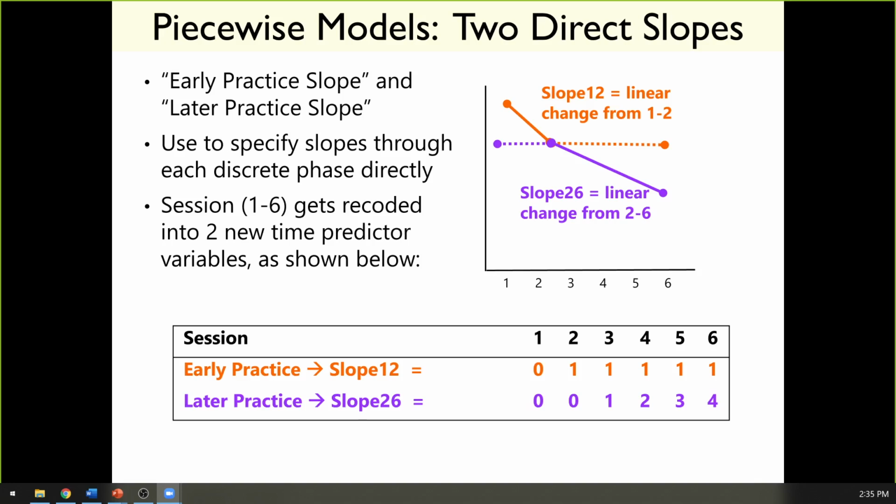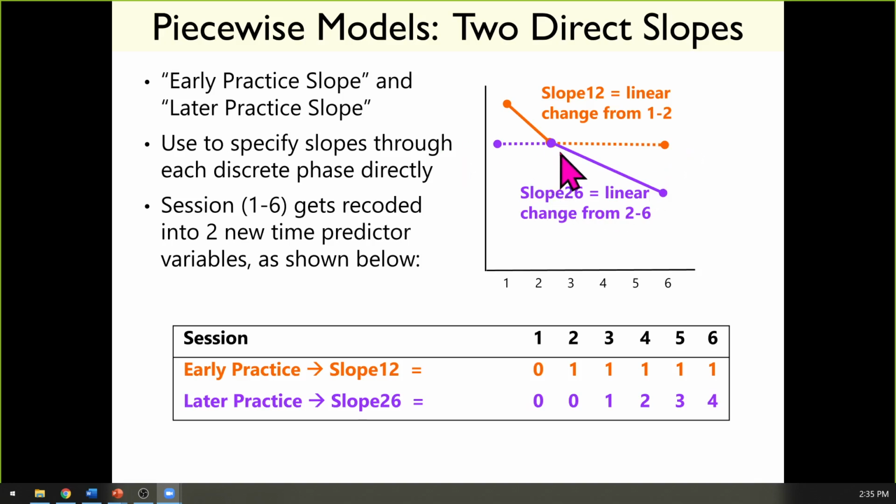Then purple shows up to fill in the gap. So purple picks up where orange left off and measures the subsequent changes after session 2 to 3 to 4 to 5 to 6. So then purple is the rate of change from session 2 to session 6, what I'm calling later practice, or slope 2-6 as I will call it in SAS.